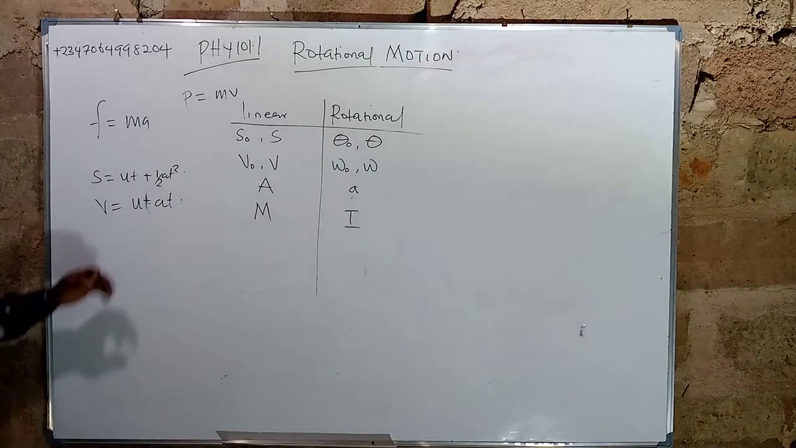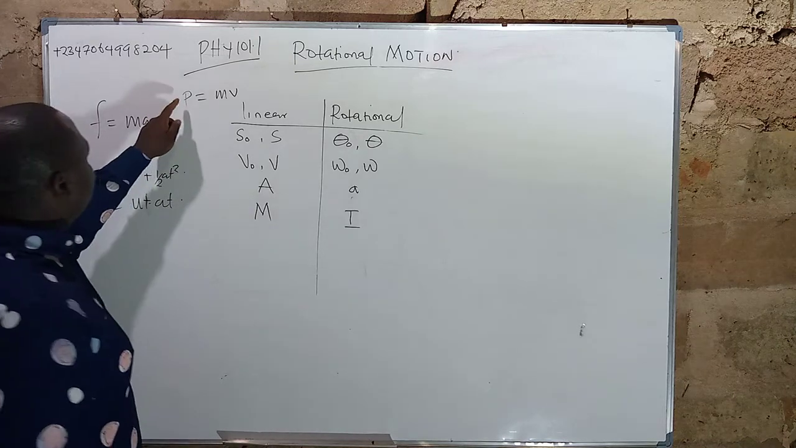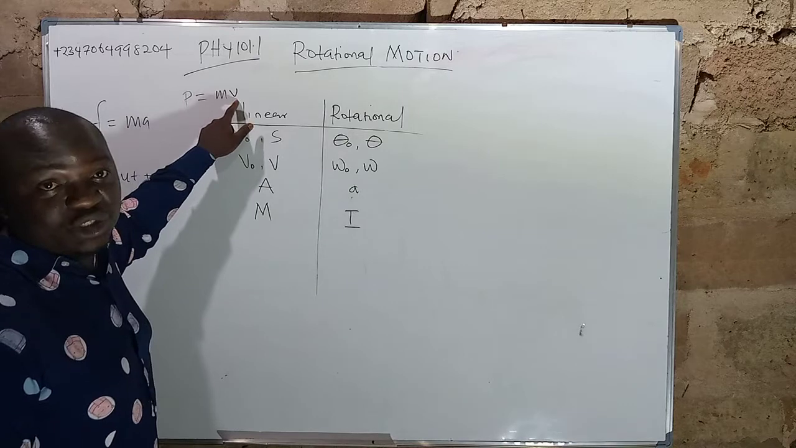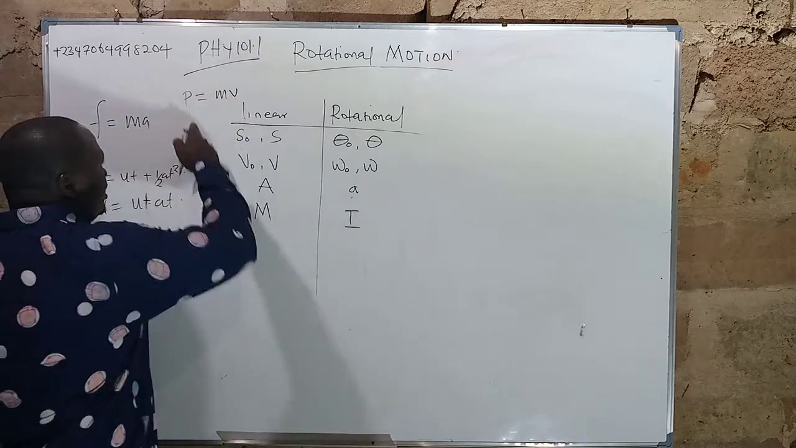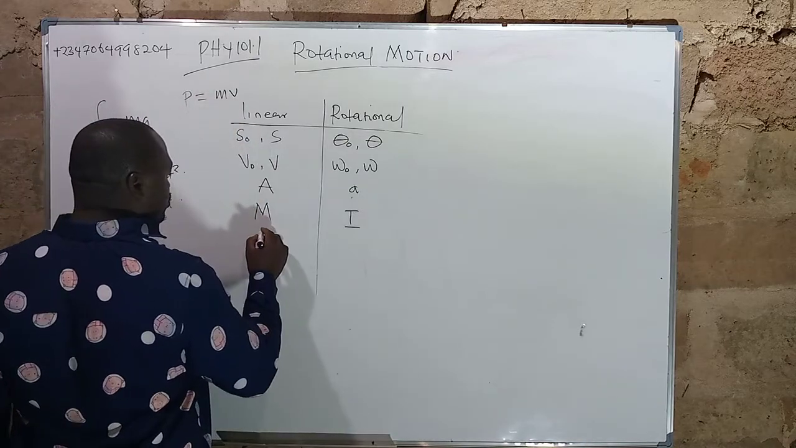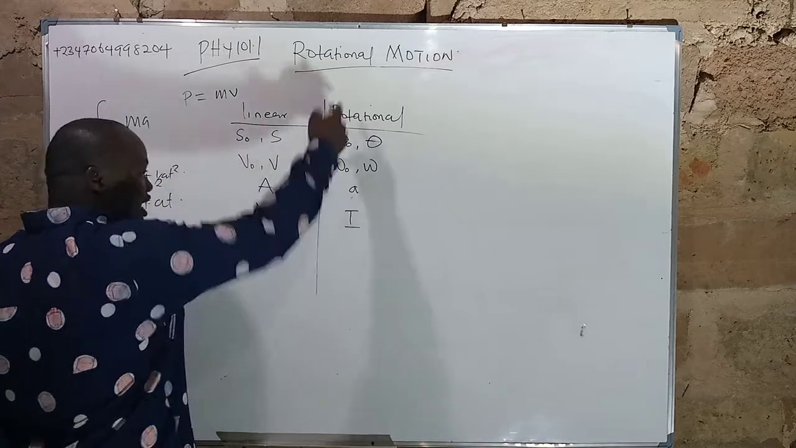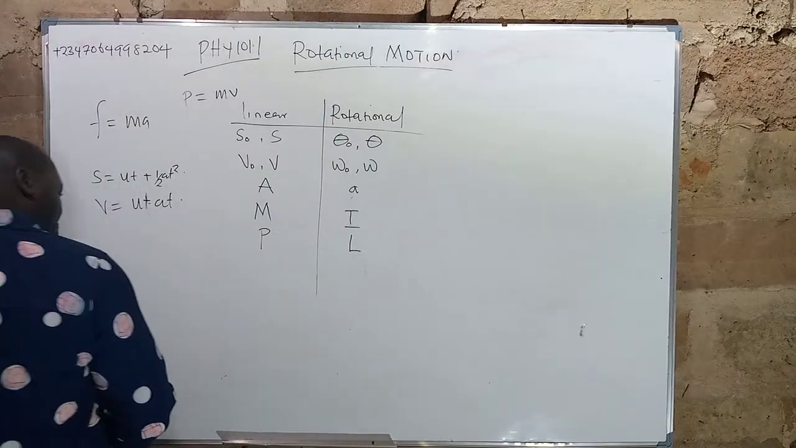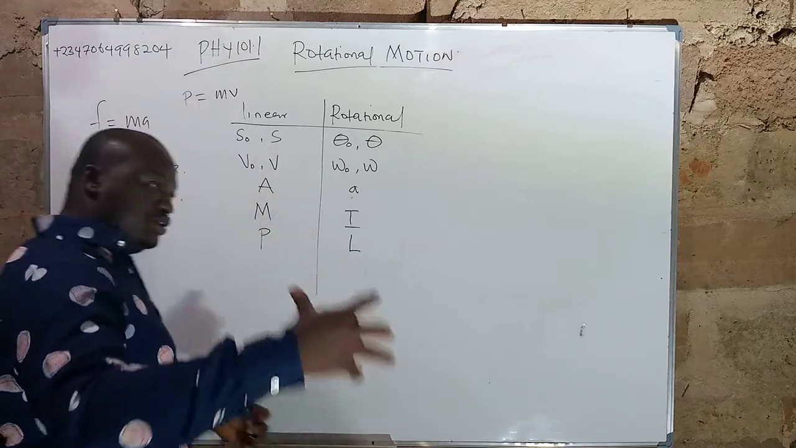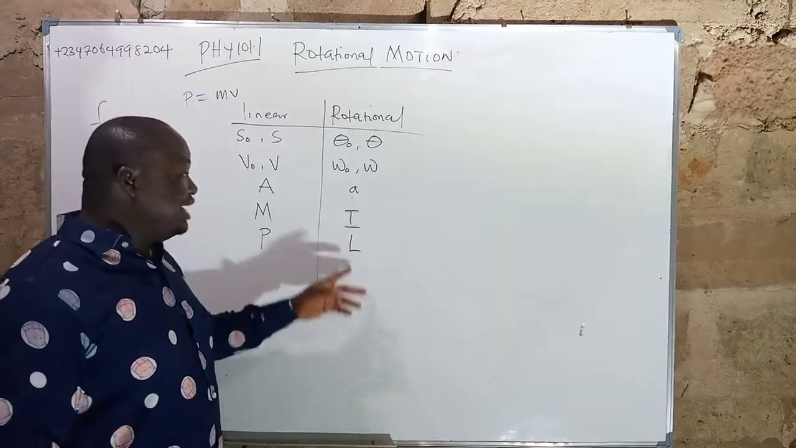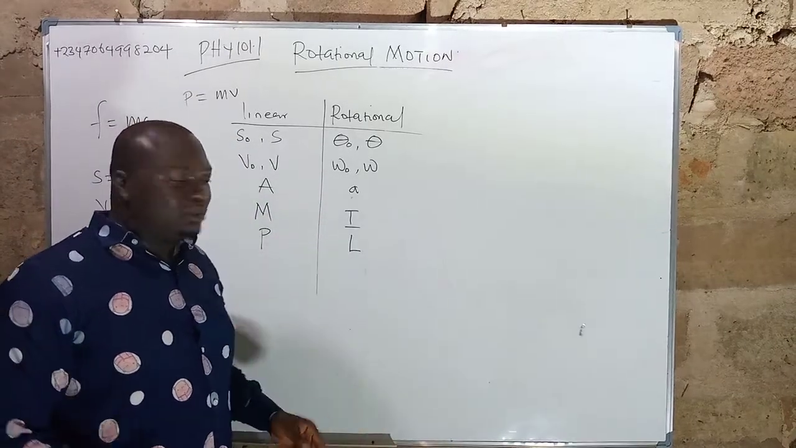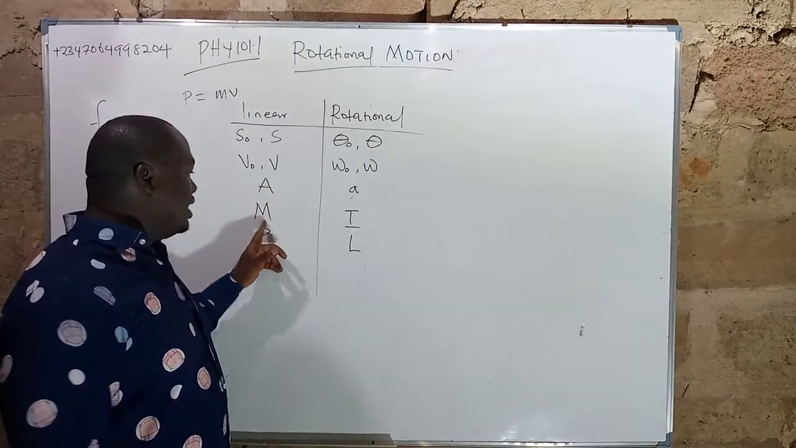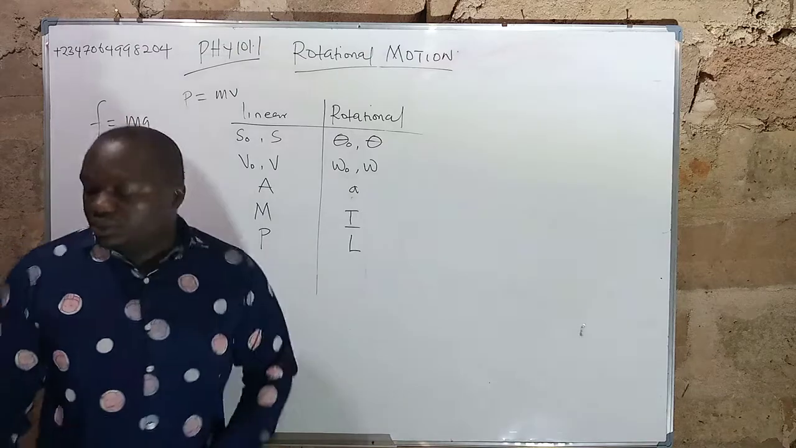Remember, I said that momentum is the product of mass times velocity. Is it not? Good. Under linear, momentum is P. Under rotational, it is L. They represent it with L. So in the course of this topic, if I'm writing L, don't ask where it is coming from. If I write I, don't ask me where it is coming from. I represents the mass. The L is the momentum.